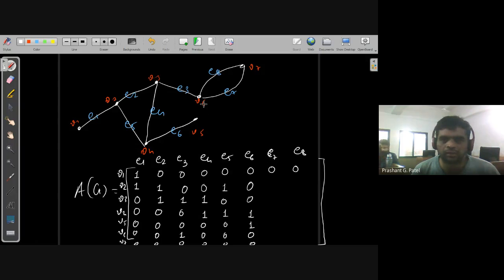E7 is 6 and 7. So here it is 1, here it is 1 and all other entries will be 0. E8 is also 6, 7. So here it is 1, here it is also 1, all other entries will be 0. So this is your incidence matrix, a 7 by 8 matrix.